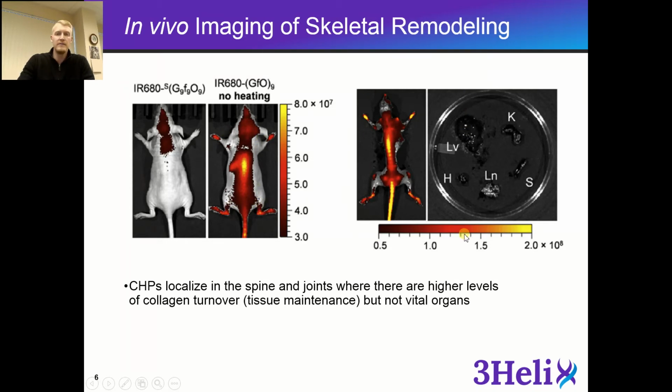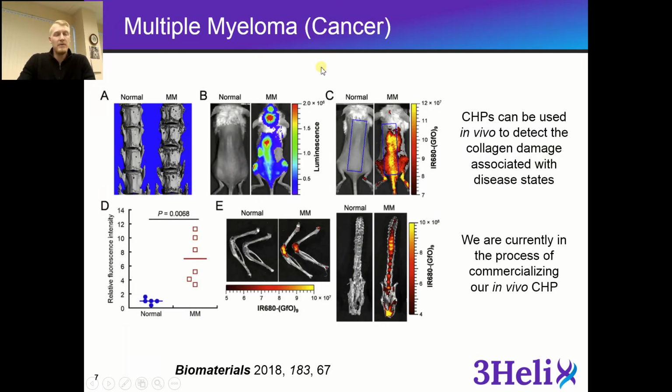When you take an ex vivo examination, again, you see high signal intensity in the spine and in the joints, with almost no signal seen in major organs. Now, when we take a look at this next slide, this is a disease model containing a multiple myeloma, and we'll walk through this figure together.